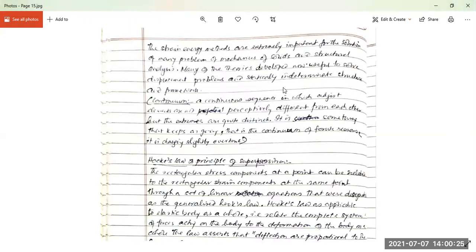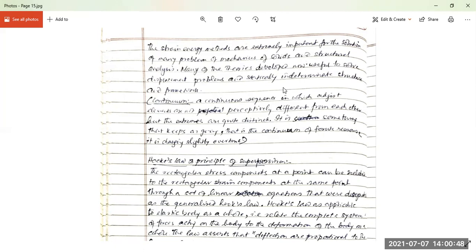Thus, strain energy methods are extremely important for the solution of many problems of mechanics of solids and structural analysis. Many of the theories developed are useful to solve torsion problems, statically indeterminate structures, and trusses and frameworks itself.